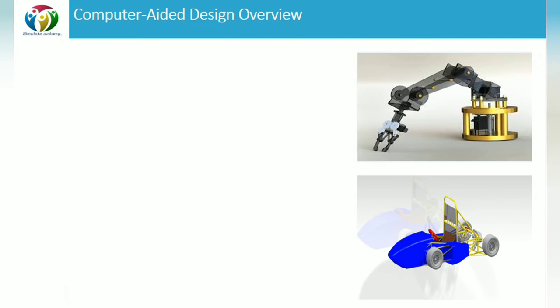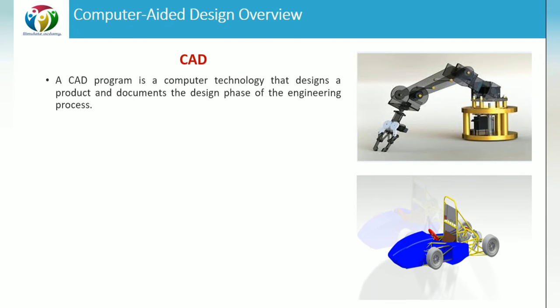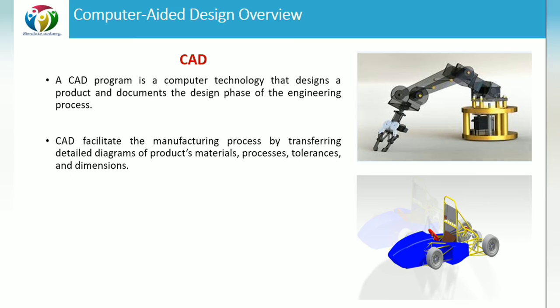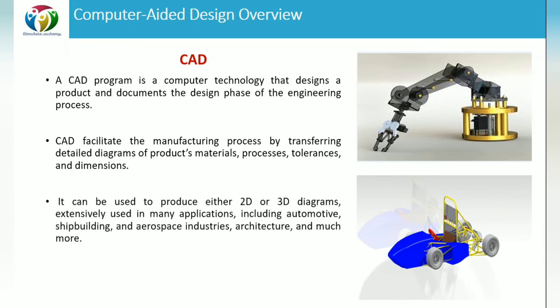Let's see the computer-aided design overview. A CAD program is a computer technology that designs a product and documents the design phase of the engineering process. CAD facilitates the manufacturing process by transferring detailed programs of a product's materials, processes, tolerances, and dimensions. It can be used to produce either 2D or 3D diagrams, extensively used in many applications, including automotive, shipbuilding, and aerospace industries, architecture, and many more.